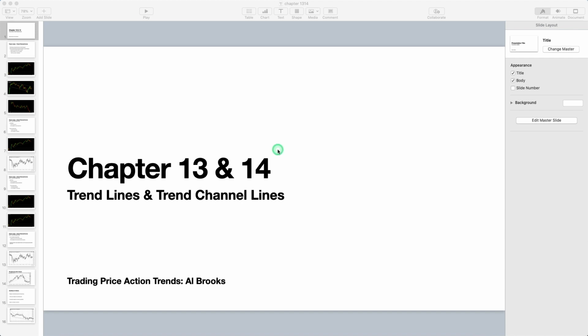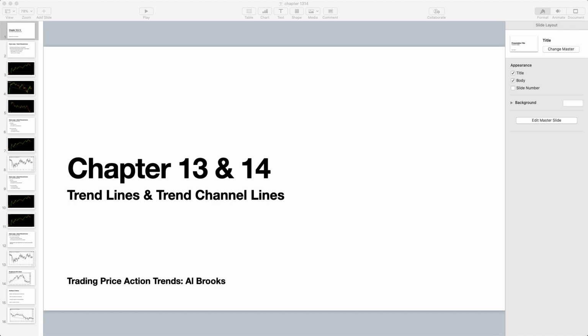Hey everyone, this is chapter 13 and 14 from Trading Price Action Trends, Trend Lines, and Trend Channel Lines. I was going to do chapter 13, 14, and 15 together, but I think 13 and 14 do a good job of explaining the trend line conventions and how to draw them properly, whereas chapter 15 is more about channels and how to trade them.